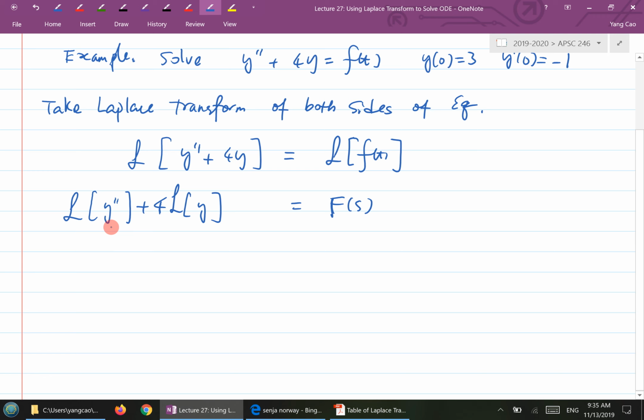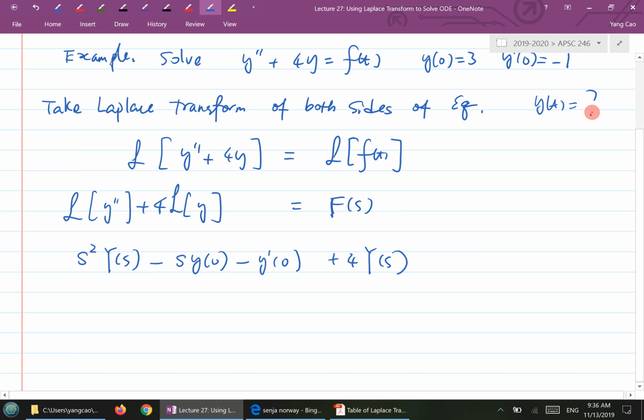So for this one, we have s squared times capital Y of s minus s times y of 0 minus y prime at t equal to 0. And for this one here, there's not much you can do, so just 4 times capital Y of s. Remember, the objective is we're trying to solve for y of t, that's solving this ODE. And the other side, you keep as capital F of s.